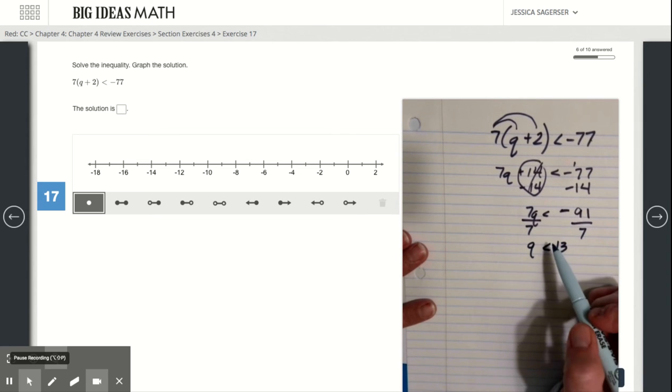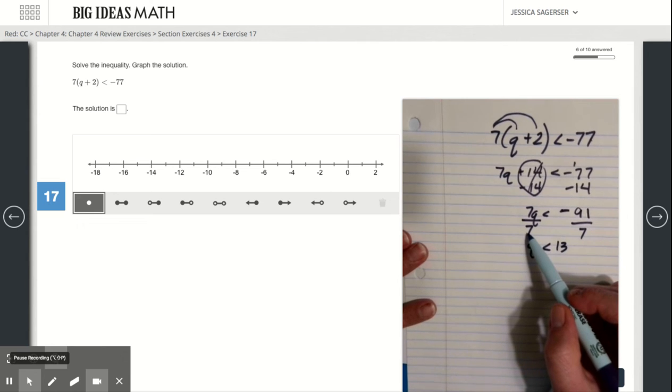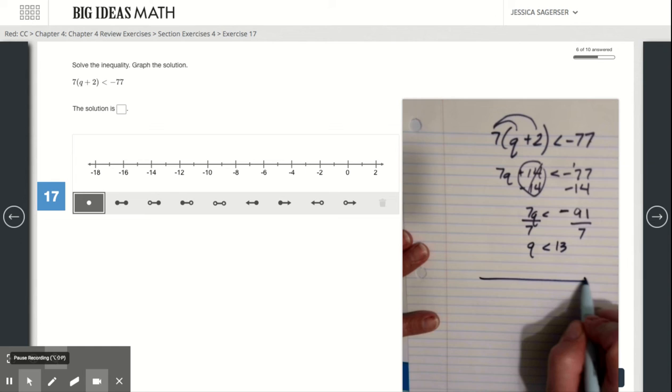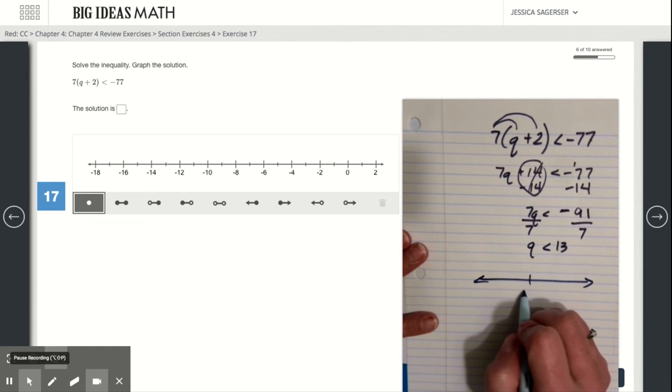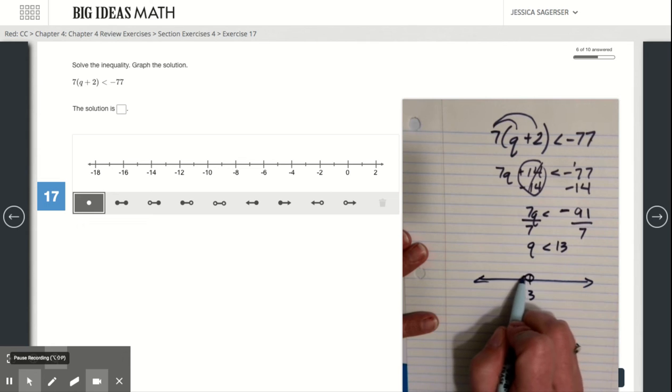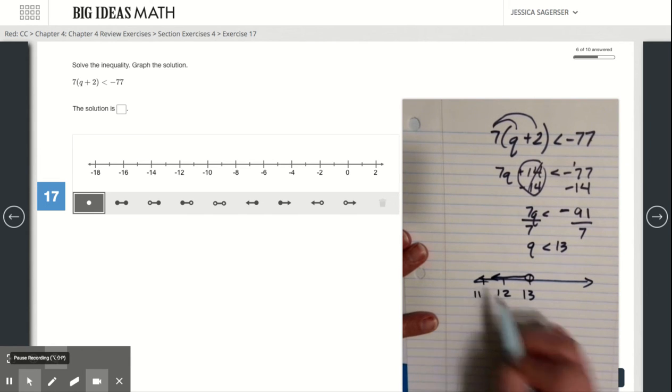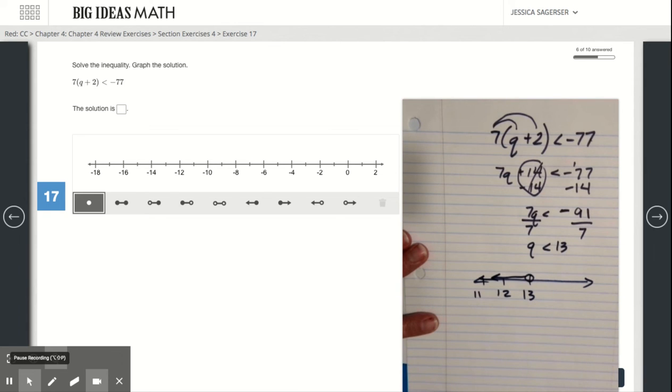Now we did not have to flip the direction of the inequality symbol because we were just dividing by a positive number. We only flip it if we're dividing by a negative number. So we're going to have what kind of circle here at 13? Open circle. You're right. Q is less than, so we're moving over here. So 12, 11, all of those would be possible solutions.